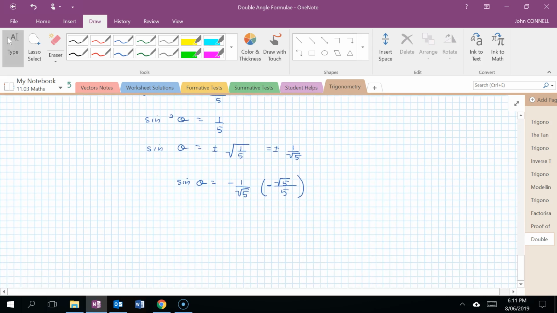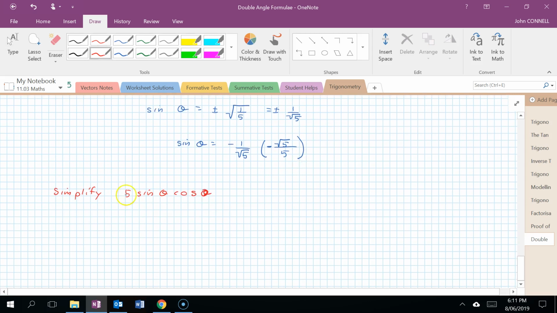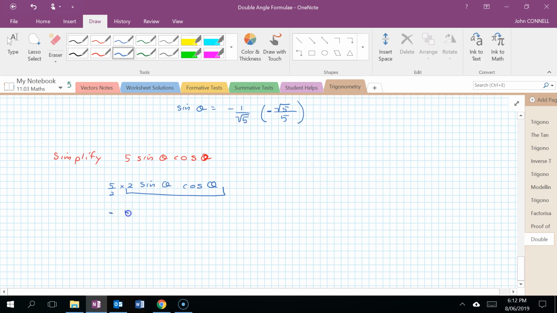Now it can also help us factorize expressions. Another question can be: simplify 5 sine theta cos theta. The issue with this is that sine 2 theta is 2 sine theta cos theta. We don't have a 2 there, but it's not as if we've got a multiple of 2 either. So we need to somehow get a 2 there. If I go 5 on 2 times 2, well, 5 on 2 times 2 is just 5, and I can now write that as 2 sine theta cos theta. So all of this becomes sine 2 theta. So this equals 5 on 2 sine 2 theta.